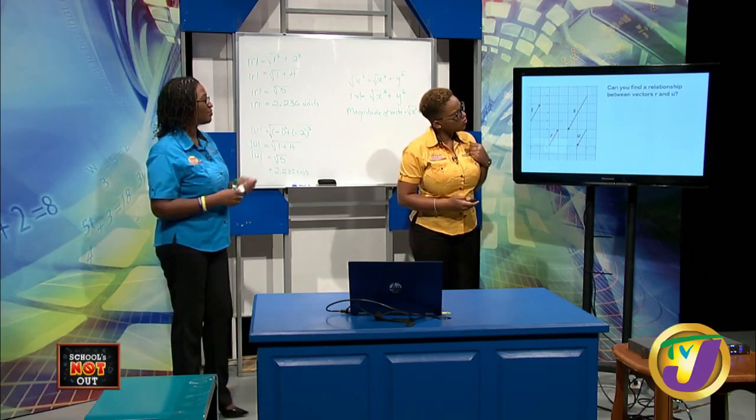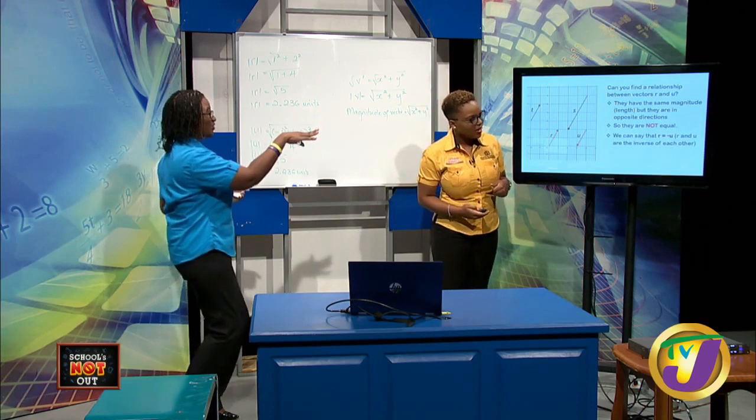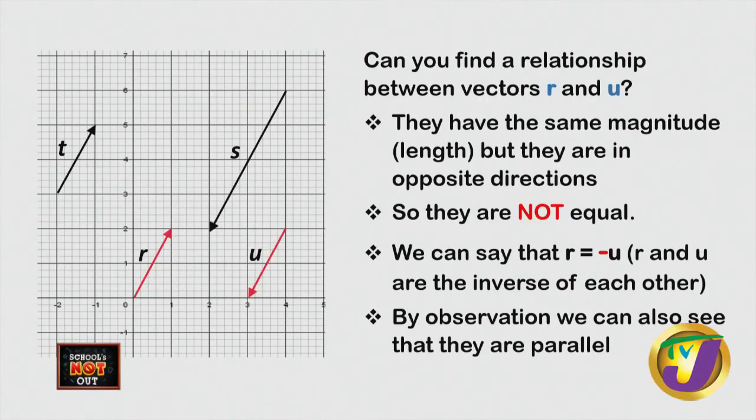Bring it up on screen. So they are not equal, but what do we say? They are the inverse of each other. As you can see on screen, R is equal to -U, and negative now means the opposite direction. Everything is coming together nicely. Are you paying attention? I hope you're getting it. Write down everything.